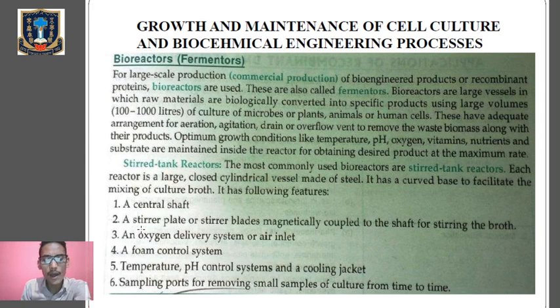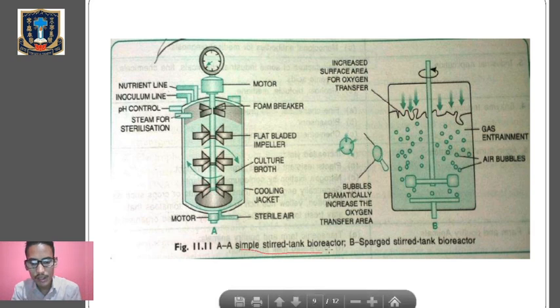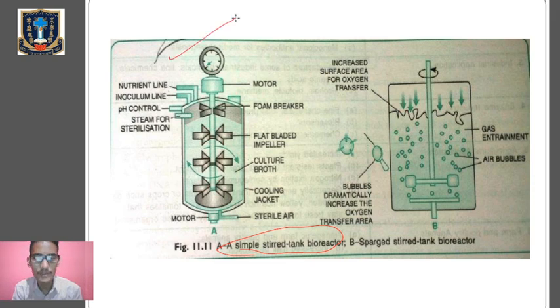Now what are bioreactors? Bioreactors are large vessels. You can see the figure over here. These are the two types of bioreactors: a simple stirred tank bioreactor and a sparged stirred tank bioreactor. But we have to only go through the simple stirred tank bioreactor. This is very, very important for your examinations. So we'll just go through the simple stirred tank bioreactor.